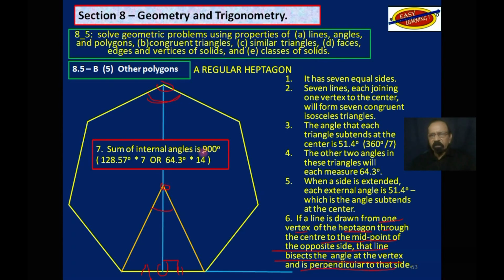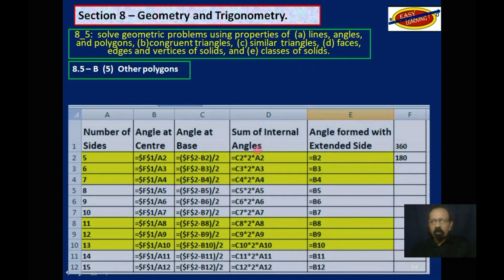The sum of the internal angles is 900. That is to say, if you add up all these angles in here, you will get 900. Now, since one of these is 64.3, and there are 2 of those there and 2 there and so on, then you would multiply 64.3 by 14 and you would get 900 degrees. And we could use a spreadsheet to do this work.